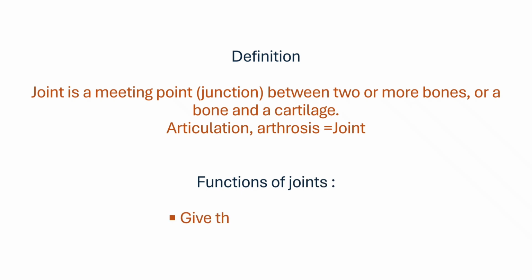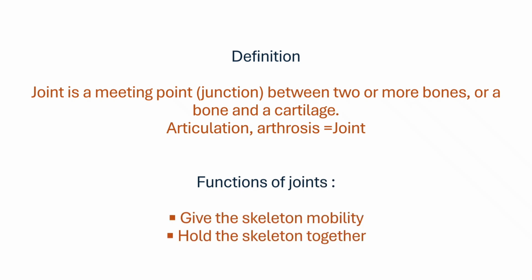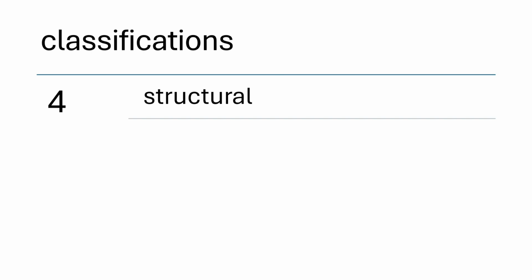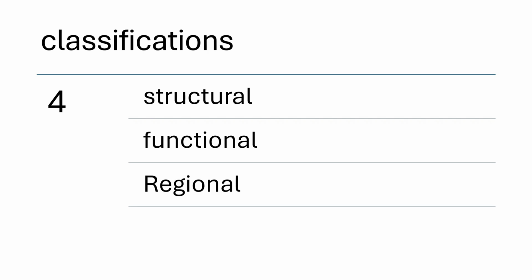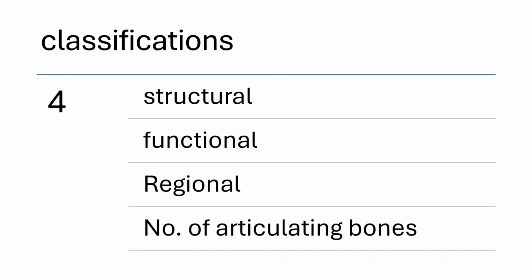Joints have mainly two functions. They give the skeleton mobility and they also hold the skeleton together. So here I'll walk you through different classifications of joints and also highlight the exam relevant points to remember. We can approach joints in different ways for study and for examination. The first classification is by structure. The second classification is by function. The third classification is by region. And fourthly, by how many bones take part in the formation or in the articulation of the joint.